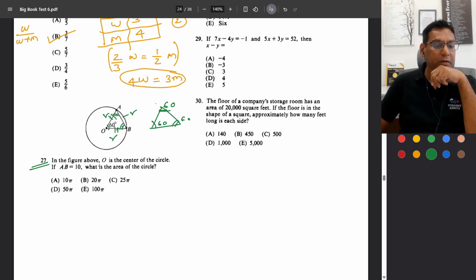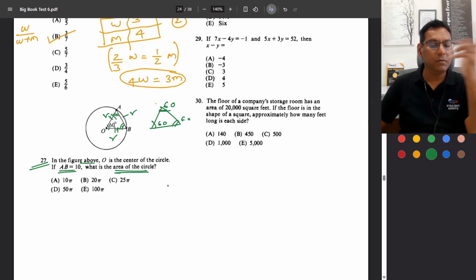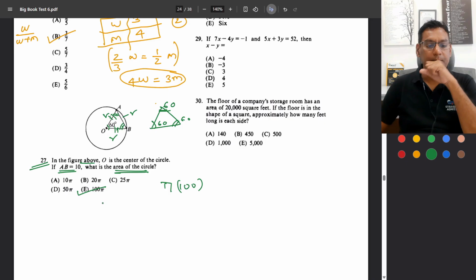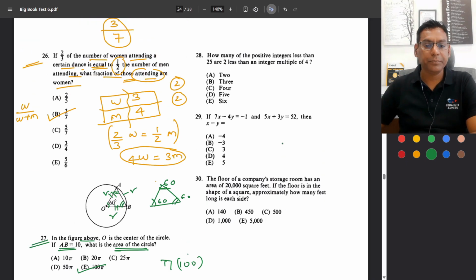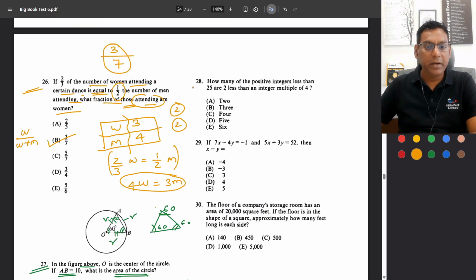All right. In the figure above, O is the center of the circle. If AB is equal to 10, so R is equal to 10. The area of the circle, pi R square, is equal to 100 pi. Right? Very easy.